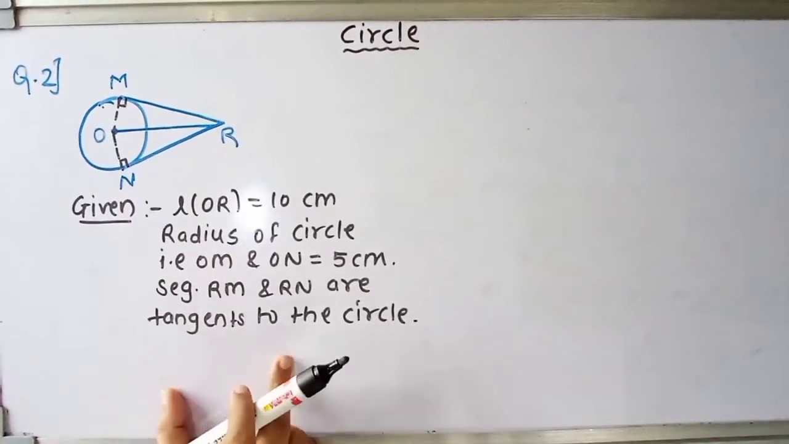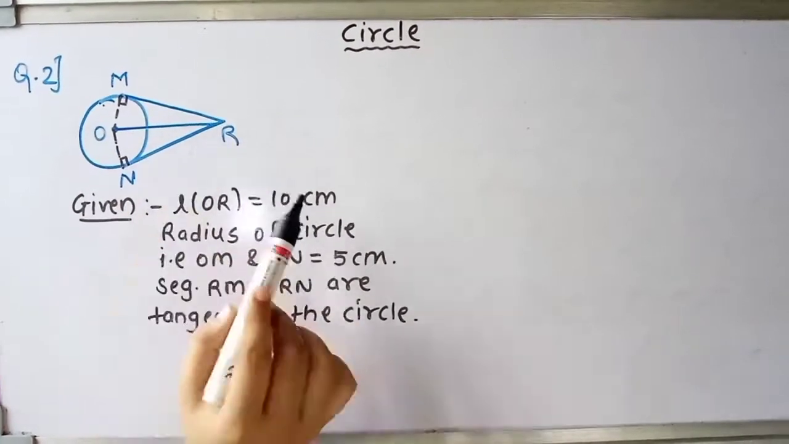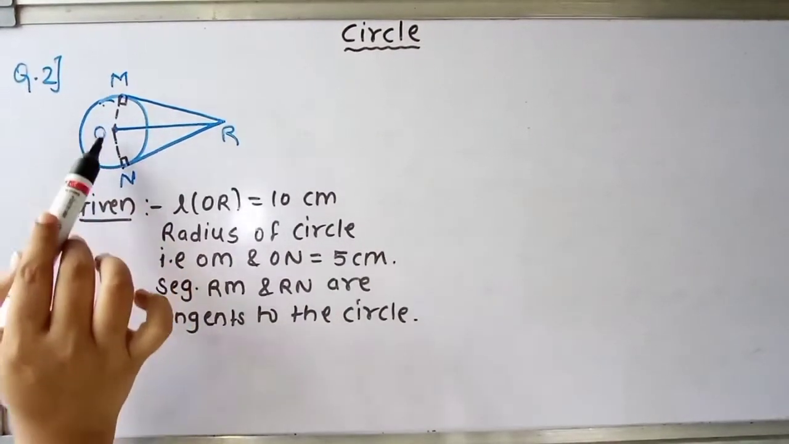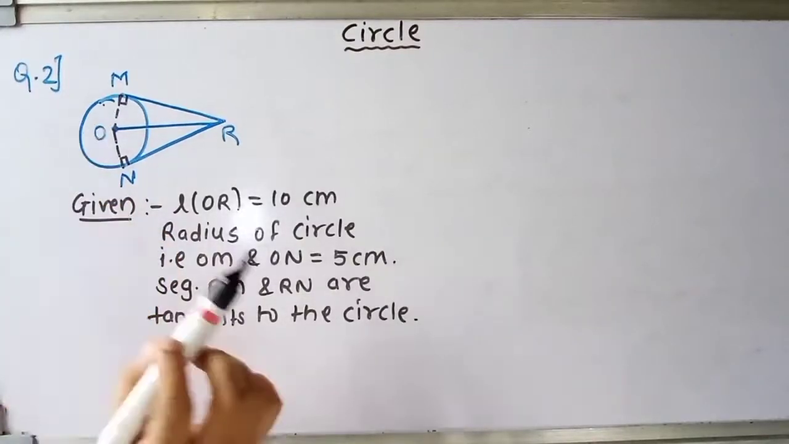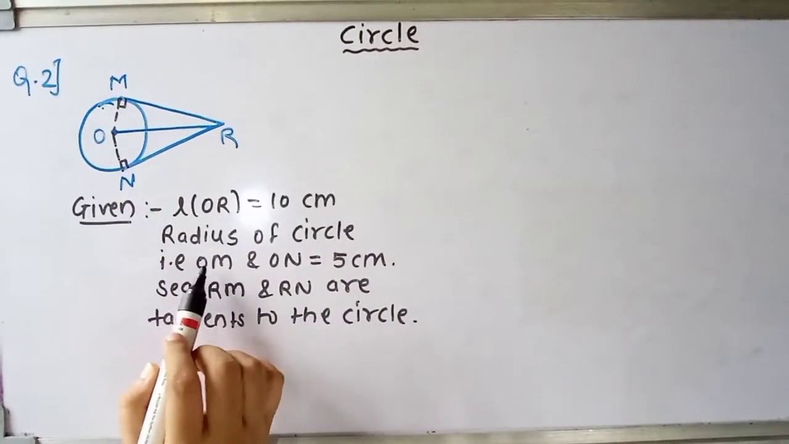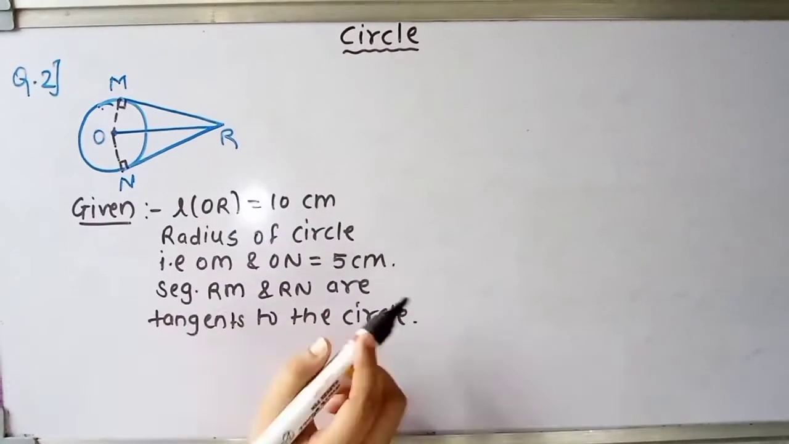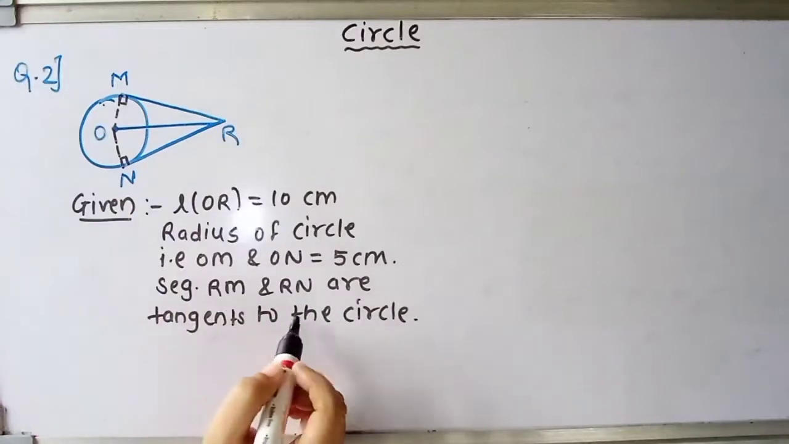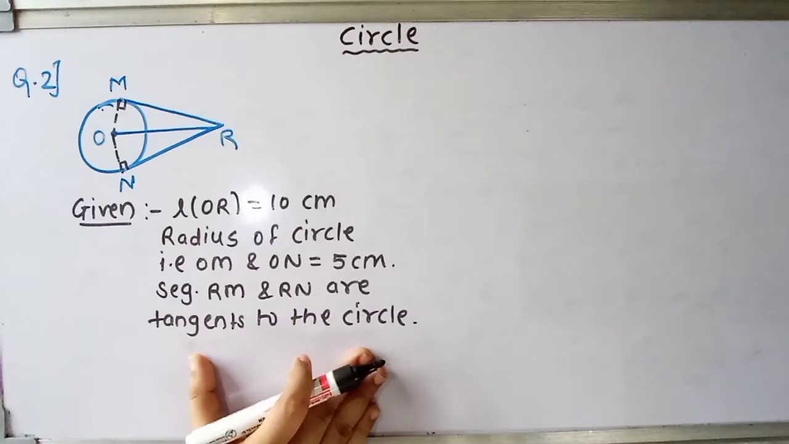So first see what is the given part. The length of OR is given, that is 10 centimeters. Radius of the circle means if we join OM and ON, these are radii of the same circle. Therefore OM and ON are equal to 5 centimeters, and segments RM and RN are tangent segments to the circle. So this is the given part. Now we'll see the questions one by one. Okay, write it down first.